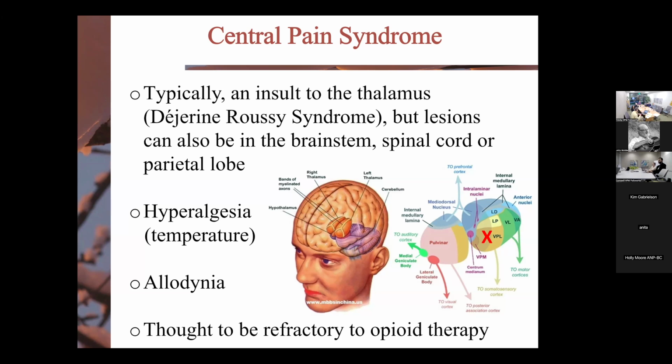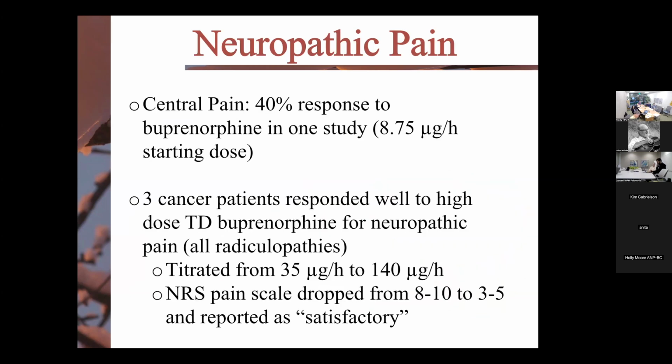it can cause severe pain syndromes where you have severe hyperalgesia, allodynia, pain that's refractory to any analgesic that we have. But buprenorphine can actually do a good job at reducing it, not getting rid of that pain completely, but it can have a significant effect on it. Some studies have shown up to a 40% response rate on buprenorphine with a starting transdermal dose of 8.7 micrograms.